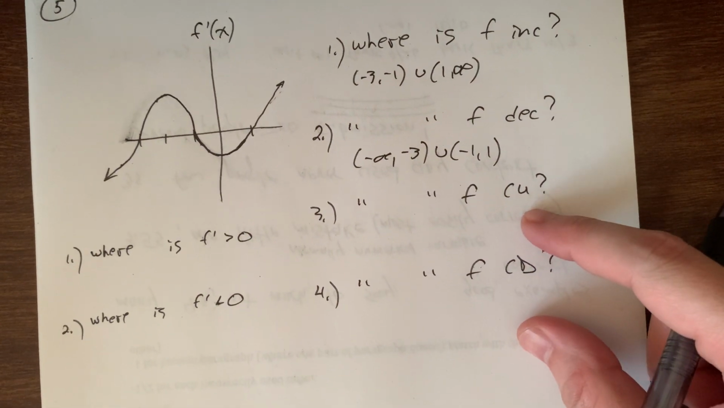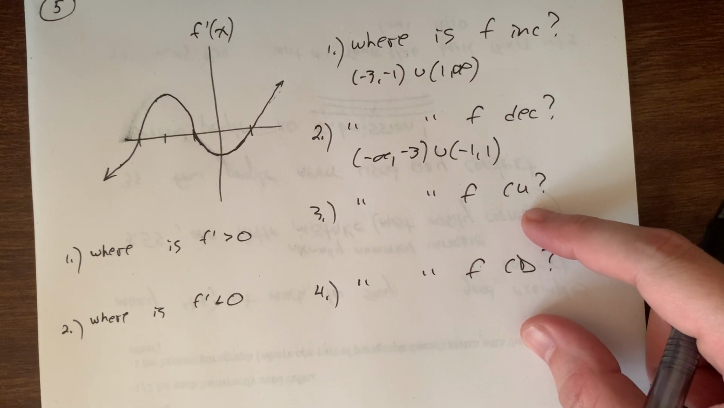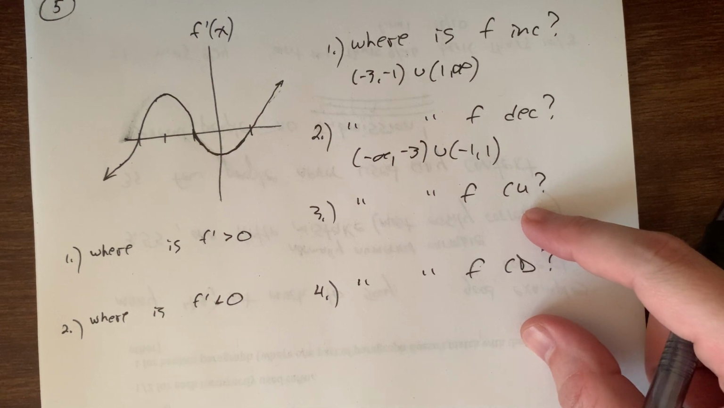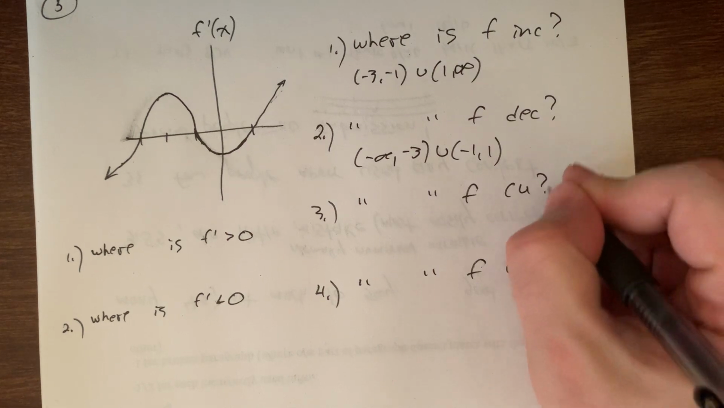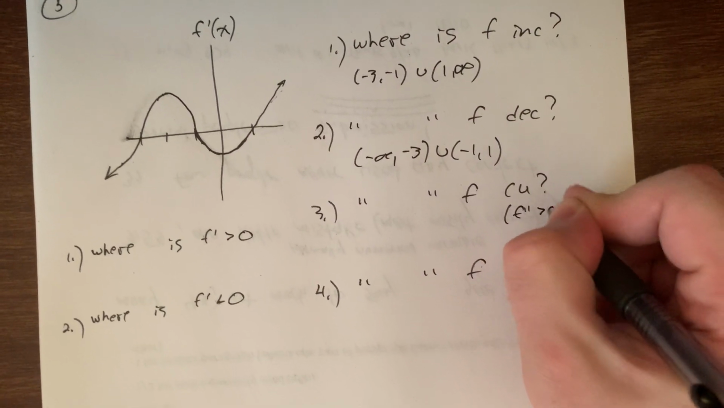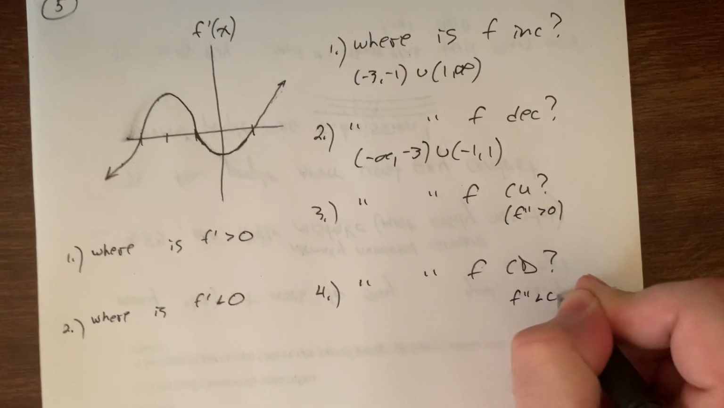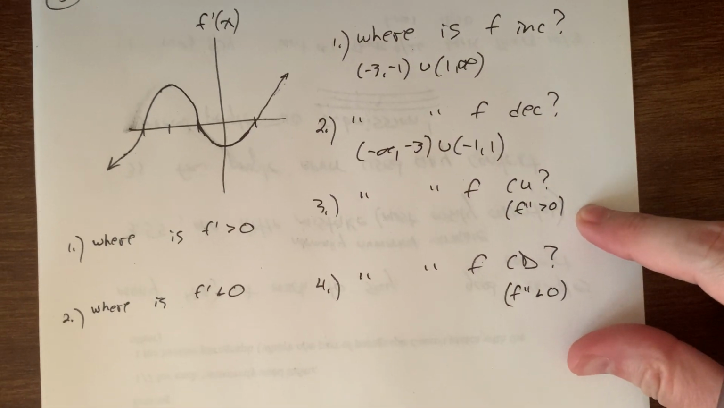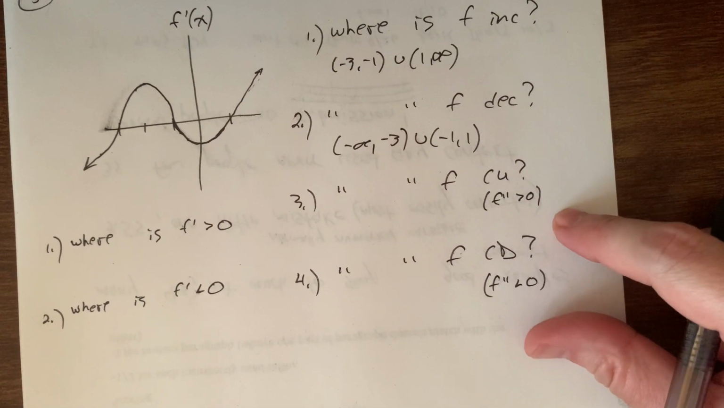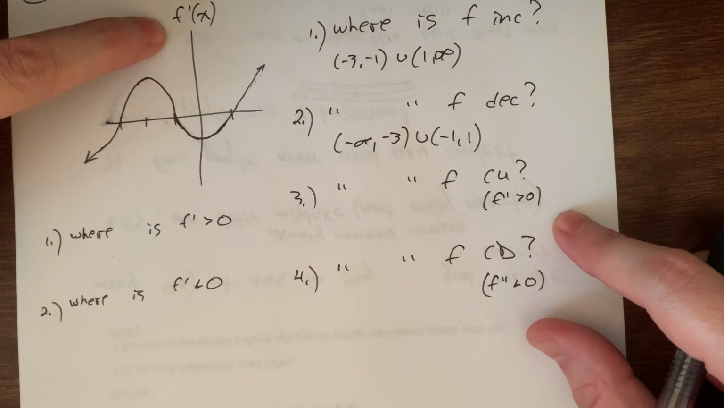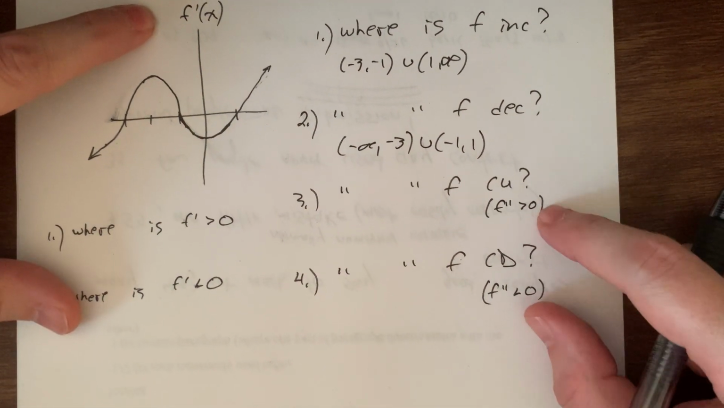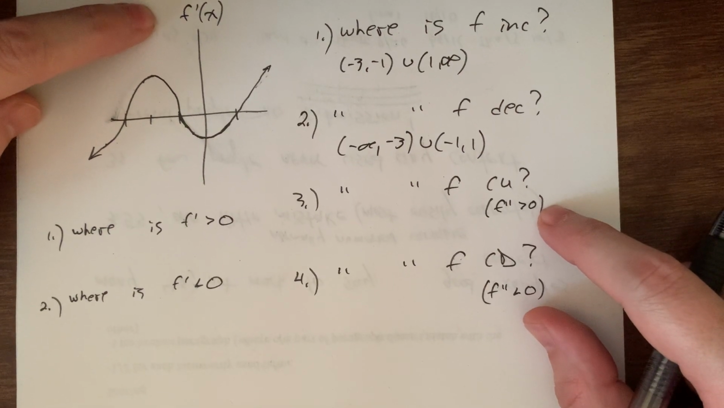The next two are a little bit tougher, because if we are going to figure out where f is concave up and where f is concave down, we're really going to need to know where f double prime is greater than 0, where f double prime is less than 0. But how am I going to know about f double prime? I only know about f prime. How do I go from f prime to f double prime? It's one more derivative. So this really pulls us. This is about as far as we can stretch it, everybody.